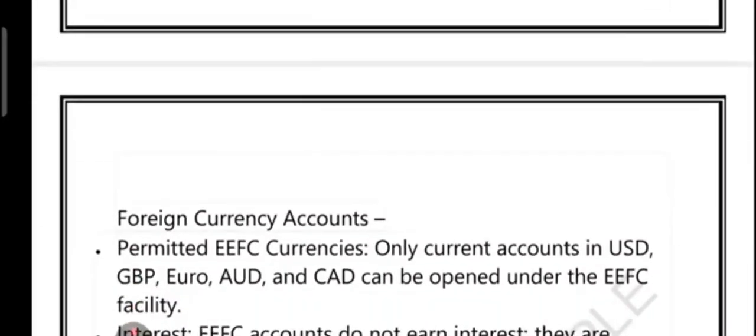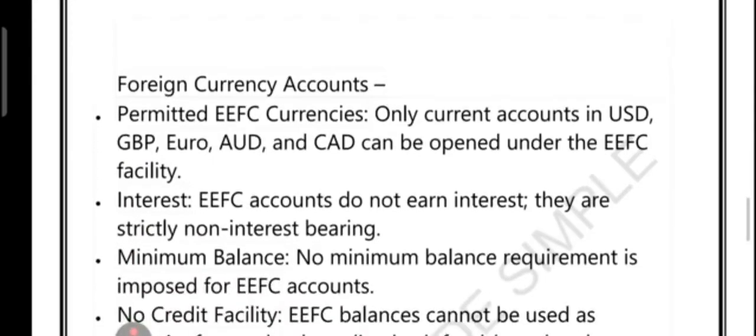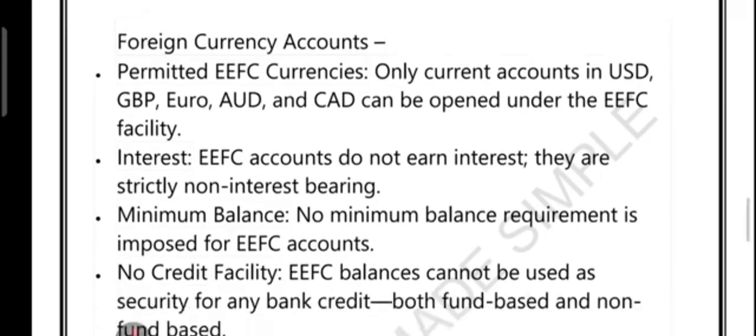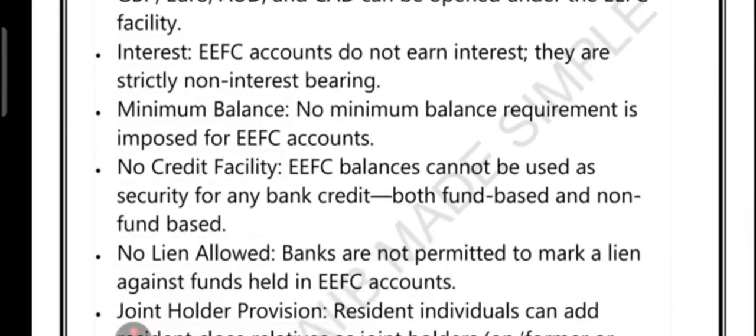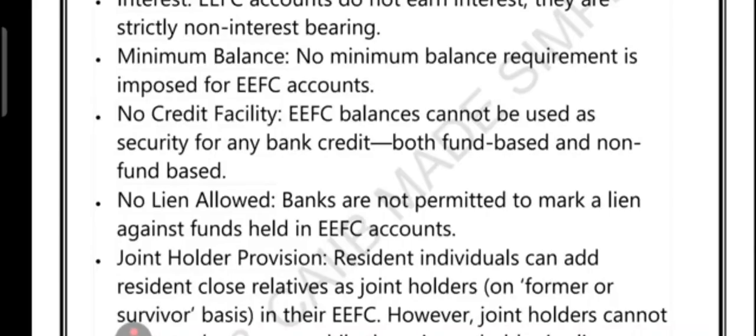Now, some more foreign currency accounts are listed here. An EEFC account can only be in 5 currencies. What are the 5 currencies? Dollar, Great Britain pound, euro, Australian dollar and Canadian dollar. And they don't earn interest. No interest. The good news is that there is no minimum balance, but you cannot use them as collateral for a loan or let the bank put a lien on them. You can add a close relative as a joint holder, but they can't touch the account while you are alive.